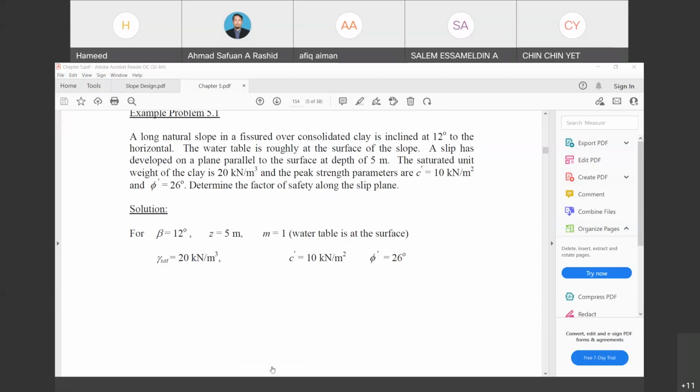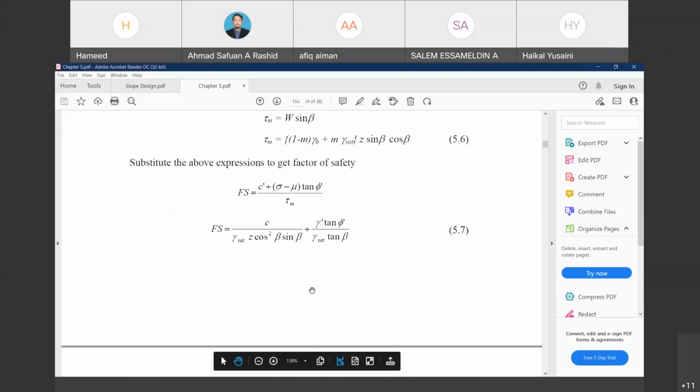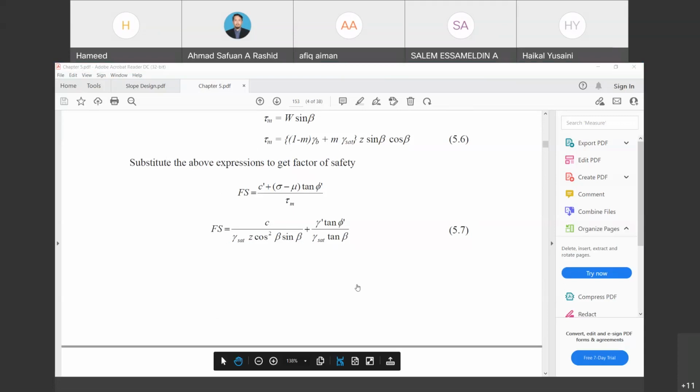Yes. Okay. So then we use the equation 5.7. We try to get the safety value. Gamma saturated Z cos square beta sine beta plus phi over gamma saturated tangent beta. Try to get the calculation first.